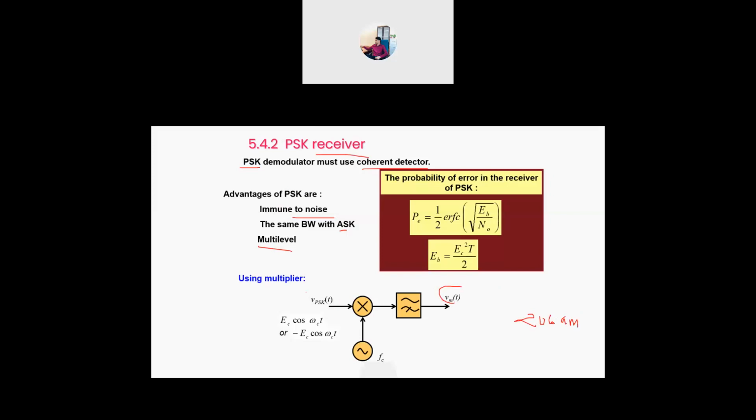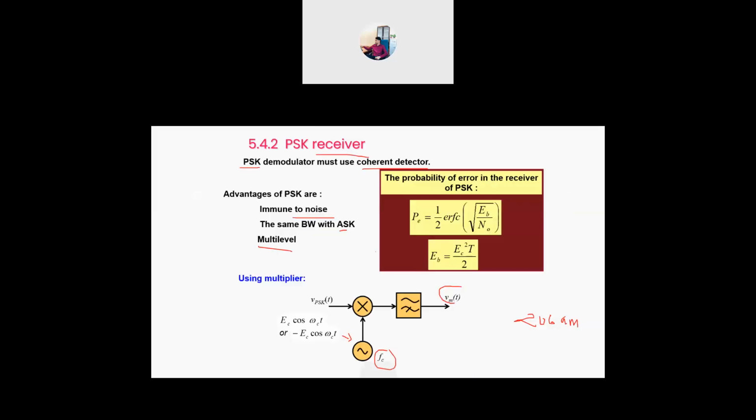So using a multiplier, VPSK will be mixed with your carrier. This one is at the receiver side, so it is either EC cos omega C T or negative EC cos omega C T, the carrier. And then after that, it will be mixed.